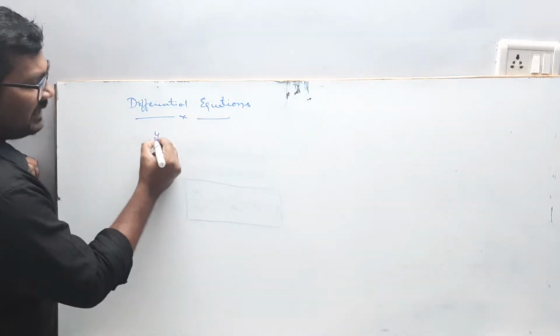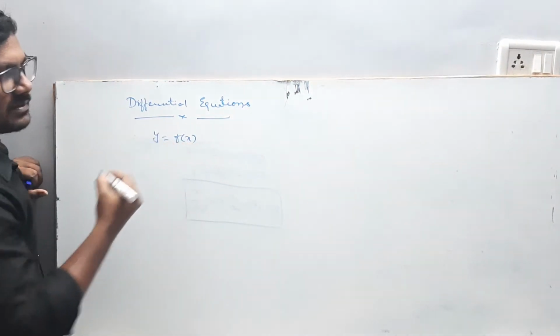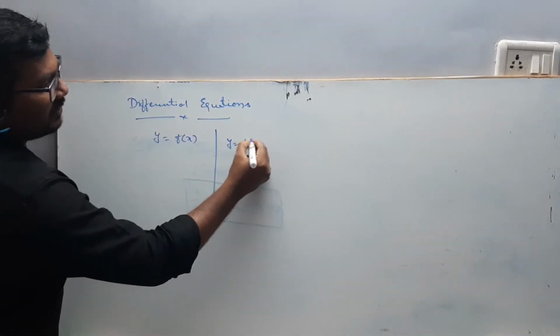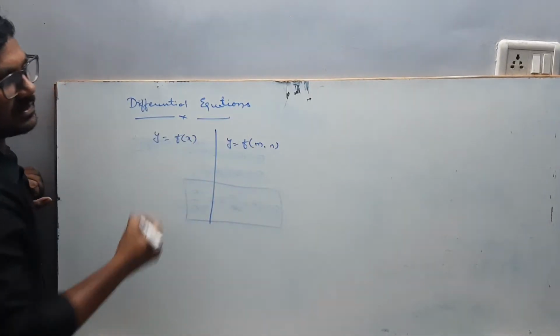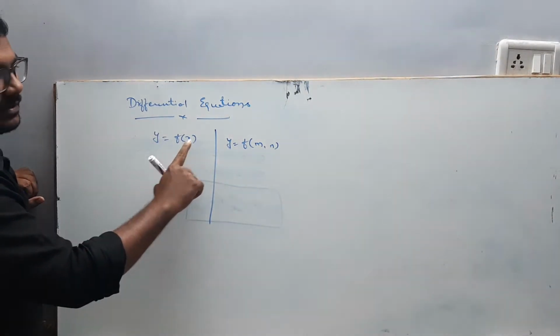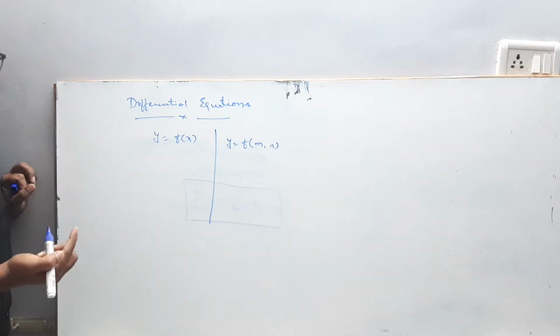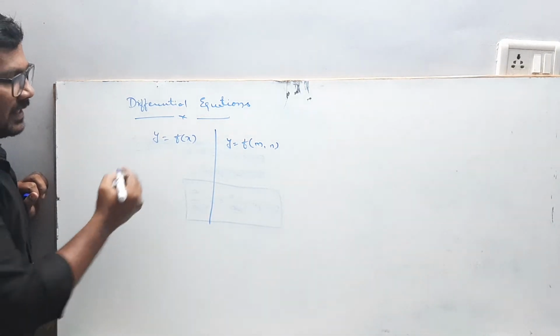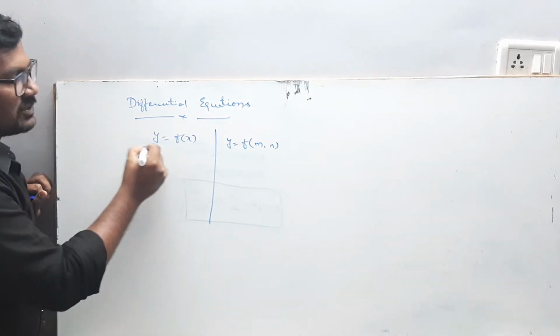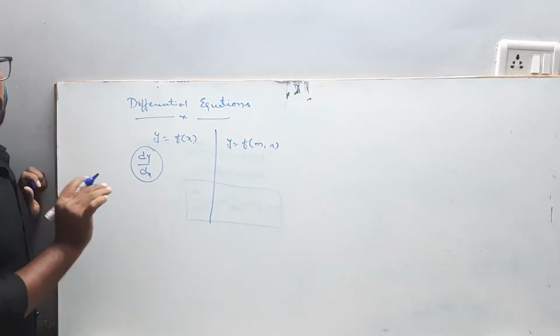So if y is equal to f of x is one function, in the other way y is equal to f of m comma n is the other function. That means this is a function which depends on one variable. This is the function which depends on two variables, m comma n. So when I want to differentiate y with respect to x, it's called dy by dx. It's called ordinary derivative. Why?